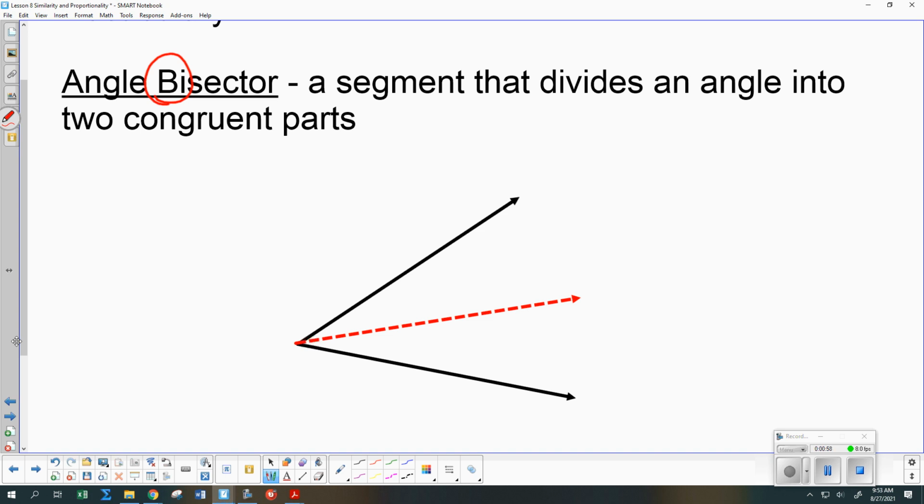So if we start off with one angle and we bisect it, we put a line through the middle that cuts that into two congruent angles. So this red dotted line is the angle bisector. It is the thing that cuts the original angle into two equal pieces. What we will do as soon as you have this written down is we'll take a triangle, and for one of the angles, we will bisect it. And then we will see what happens with the different parts of the triangle in that.